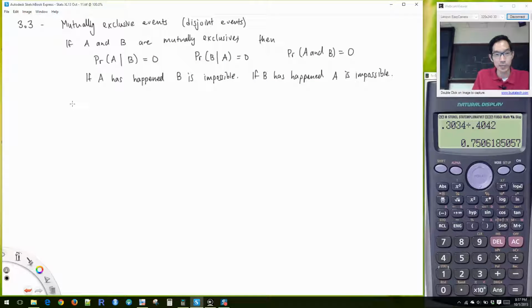Okay, so one nice thing is that given that A and B are mutually exclusive, the probability of A or B is then going to be the probability of A plus the probability of B. Okay, this works only when mutually exclusive.